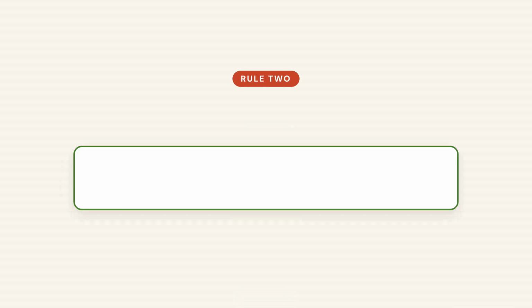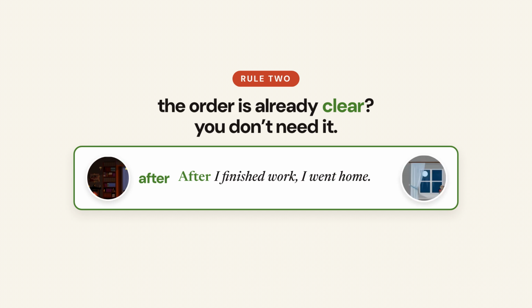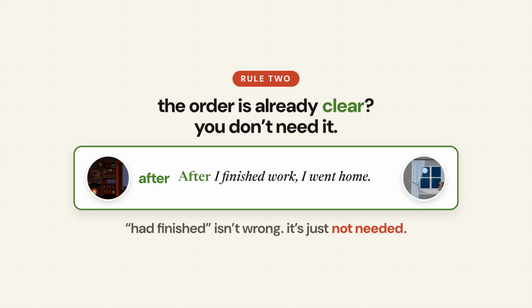Rule 2. If a word like before or after has already made the order clear, you usually don't need the past perfect. After I finished work, I went home. The word after already tells me which came first. You can say had finished, and it is not wrong, but you don't need it.